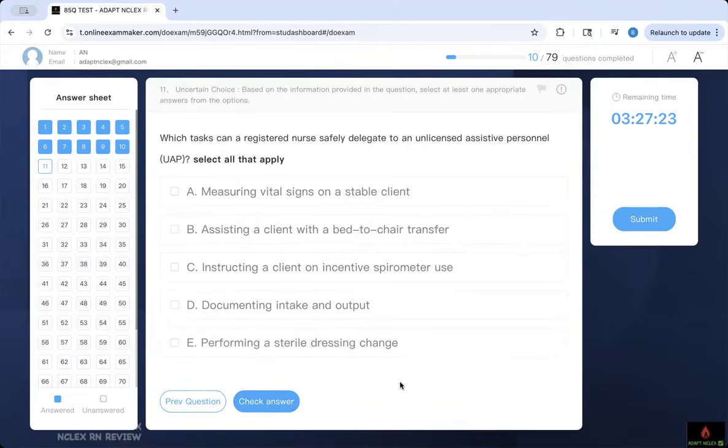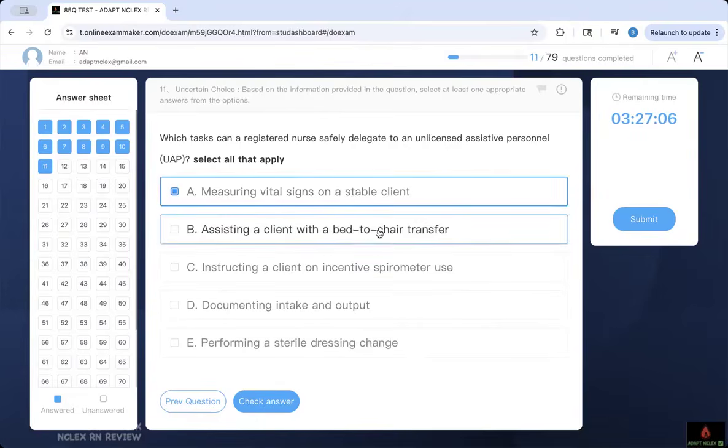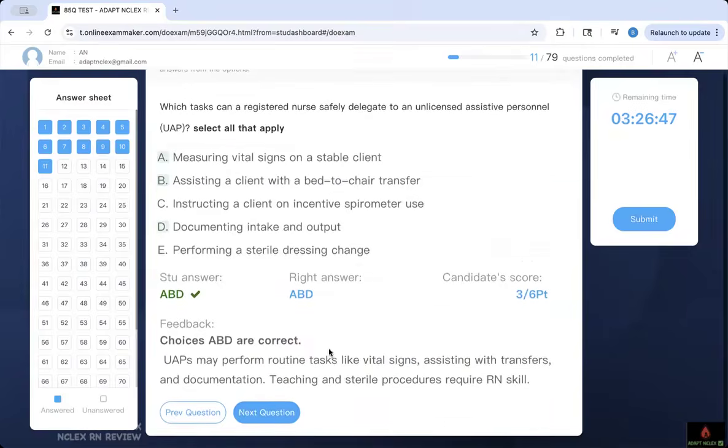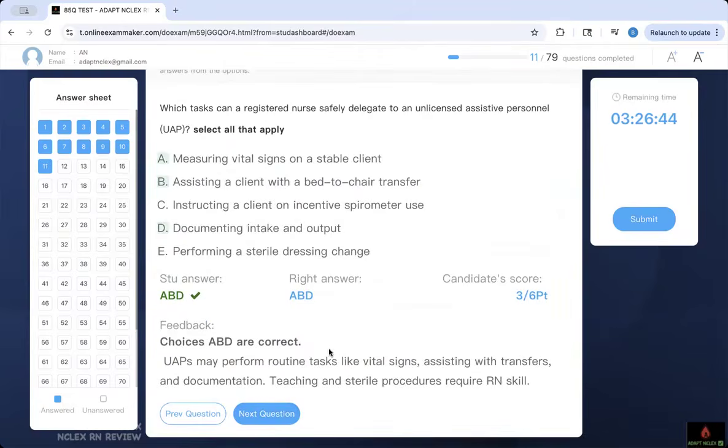You see, this is the way the NCLEX asks questions, and it's practical. Don't make the question isolated. Sit back and say, I got this. What am I seeing? UAP, I know. Nothing thinking, ADL. Measuring vitals on a stable patient does not require thinking. I know I'm doing the right thing. Assisting the client to bed is ADL. I'm picking you. Instructing a client, the word instructing, I'm not reading it anymore. Documenting, I'm just documenting. I'm not doing anything. Performing a sterile dressing, I can't do anything sterile. So I know you got it. This is the answer choice you got because I can see you.